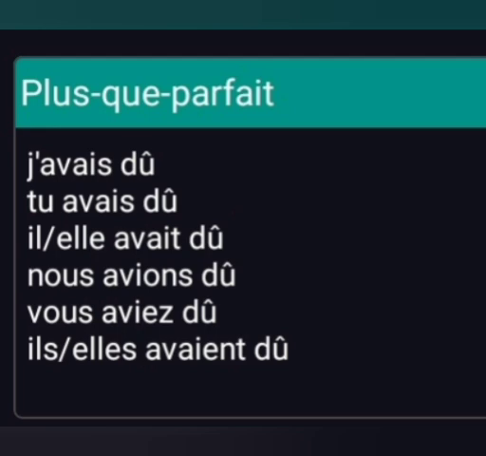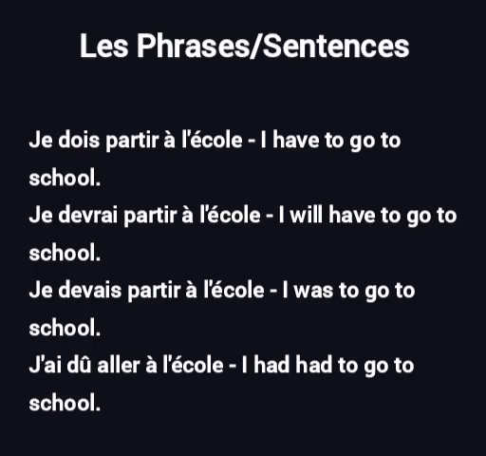The verb to have to, different from avoir. Avoir is to have. Devoir, the verb to have to or to need to. It's synonymous with falloir. When you say il faut, you can replace it with devoir. So let's do some sentences with devoir in different tenses.